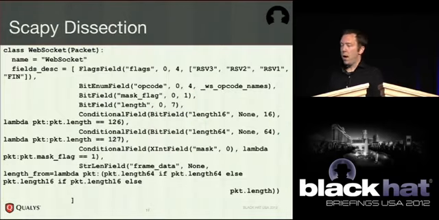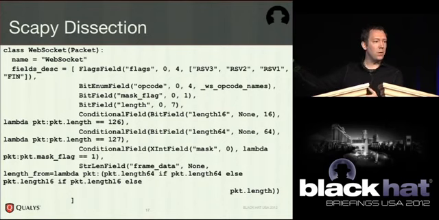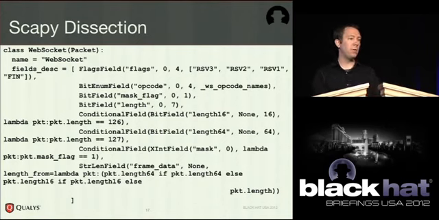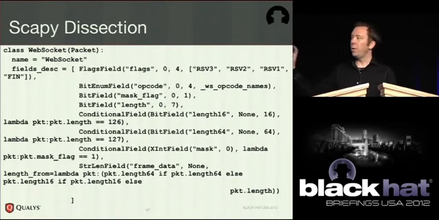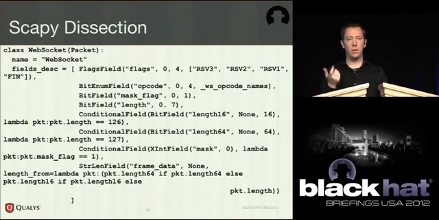I mentioned how simple the protocol is. Here's basically just about all you need to dissect a WebSocket data frame using Scapy. It is that self-contained, it is that simple. And really the only confusing part is just trying to figure out if the length is 7, 16, or 64 bits.